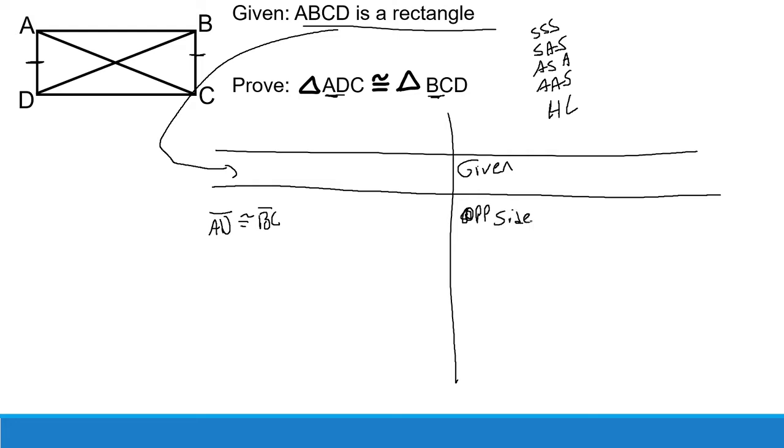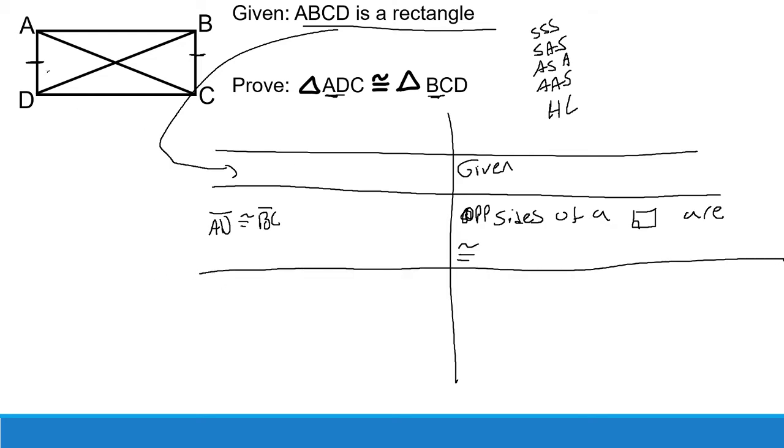sides of, and I'm just going to draw a picture here of a rectangle. That's usually how I denote a rectangle. Of a rectangle are congruent. Just saves me some wording there. So I know that those two sides are congruent because opposite sides of a rectangle are congruent.